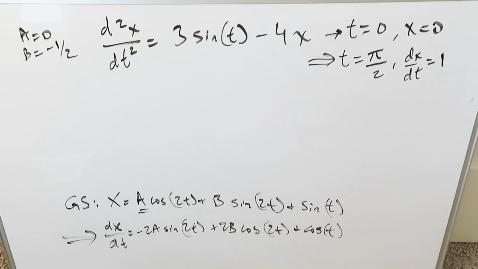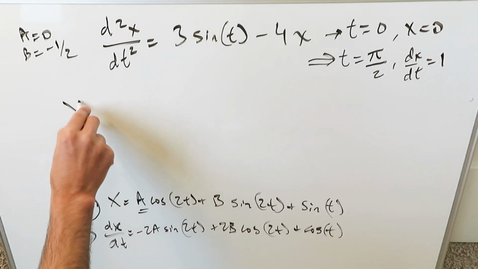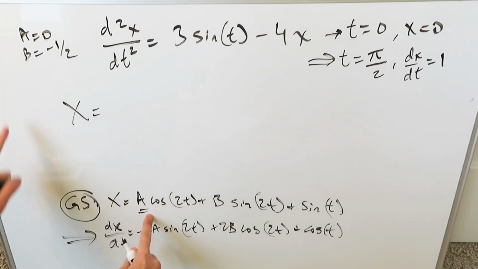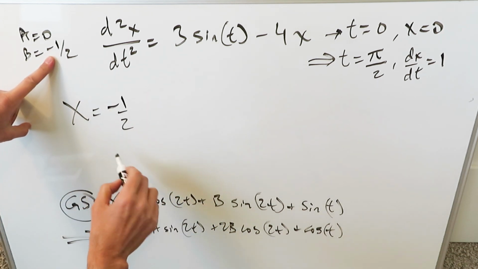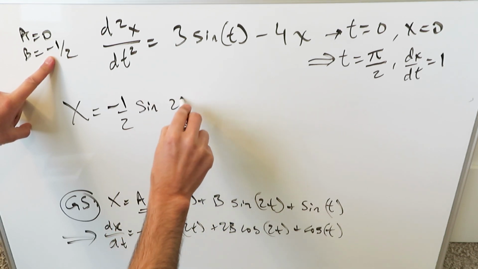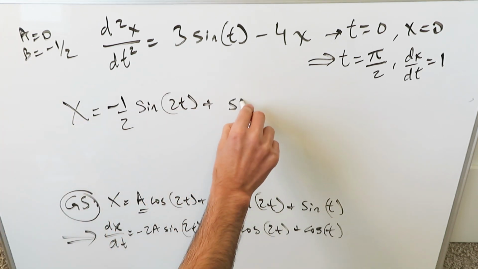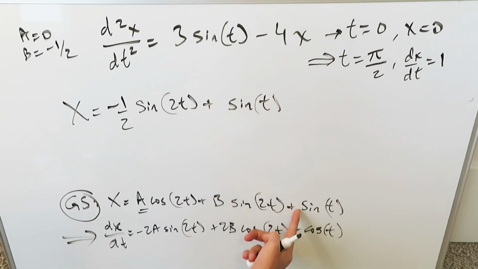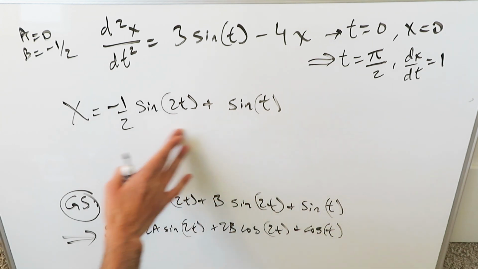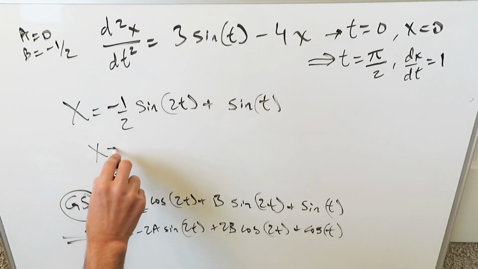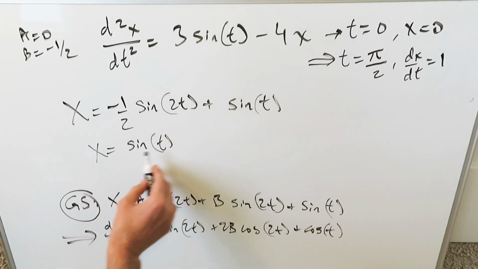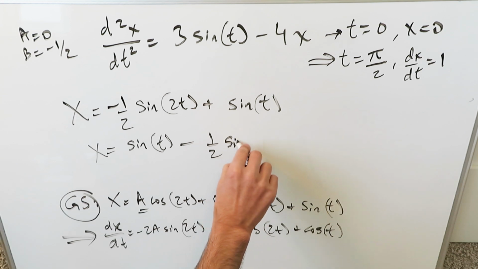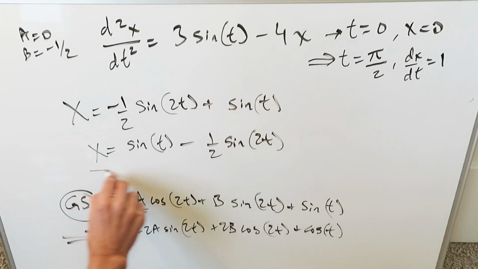Look back at your general solution. x was equal to what, and plug in your a and b. x is equal to a, which is 0, so this zeroes out. I have b, which is equal to minus 1 over 2, so minus 1 over 2 sine 2t plus sine t. There's no constant here. This came from your particular integral, so this is your answer, but you can write it in a better way. x is equal to sine t, the positive term first, minus 1 over 2 sine 2t. This is your answer.